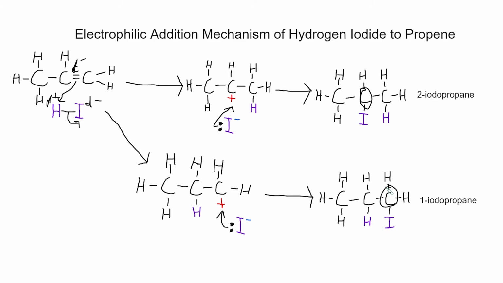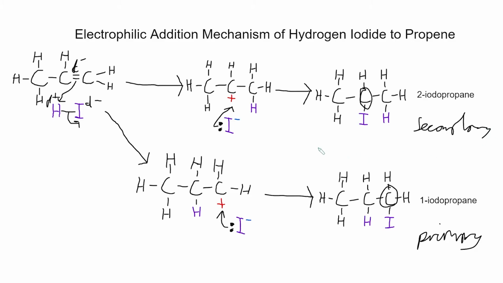The more bonds to other carbons that these carbon atoms have, the more stable the molecule. This carbon atom is only bonded to one carbon atom, so we call this species a primary carbocation. This carbon atom is bonded to two other carbon atoms, so we call this a secondary carbocation.